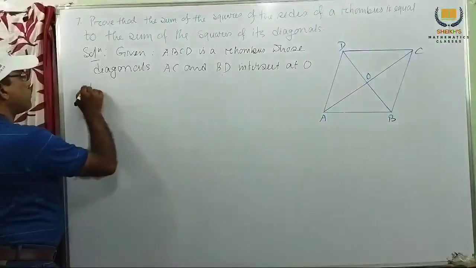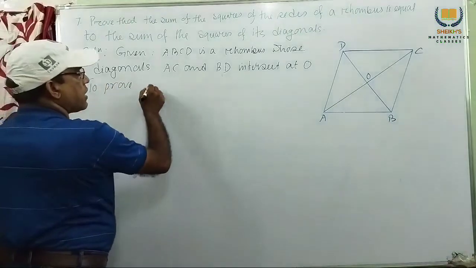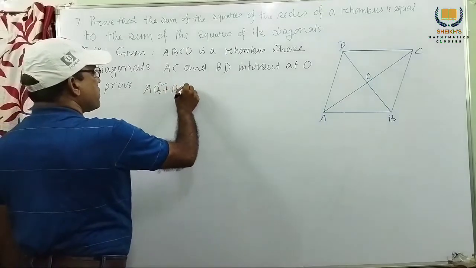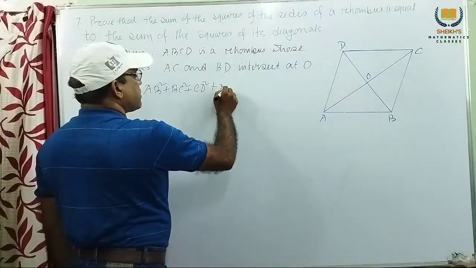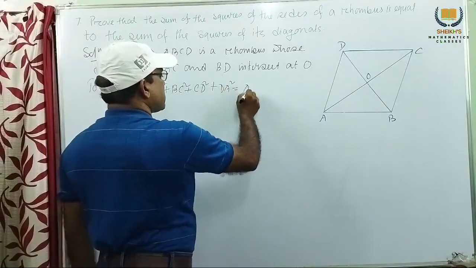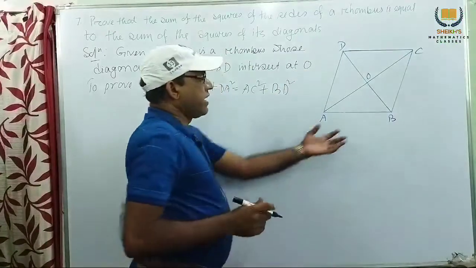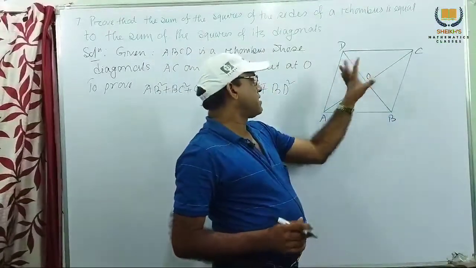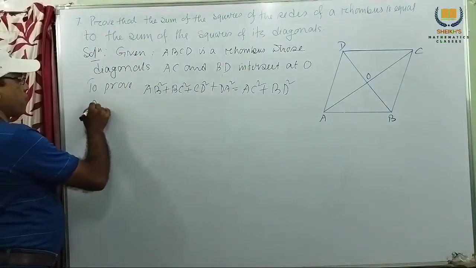To prove: AB square plus BC square plus CD square plus DA square equal to AC square plus BD square. So AB square, BC square, CD square, DA square equal to AC square plus BD square we have to prove. Now proof.